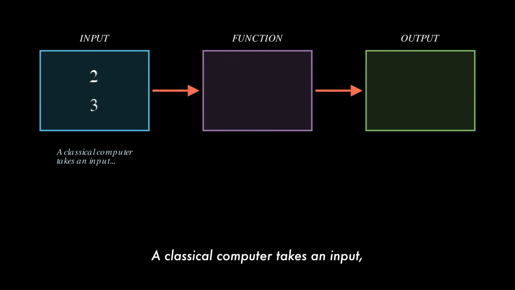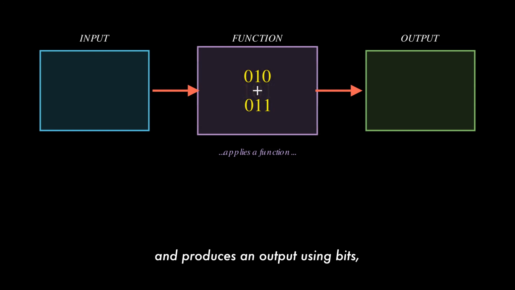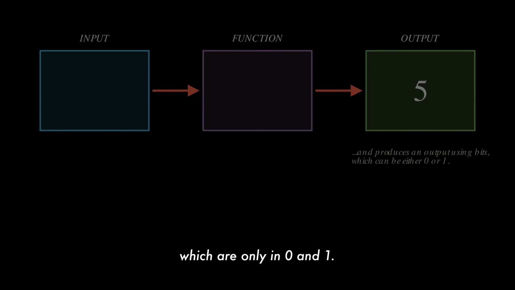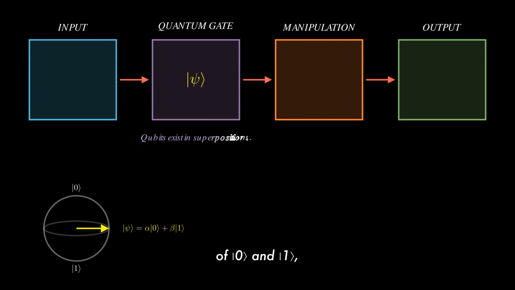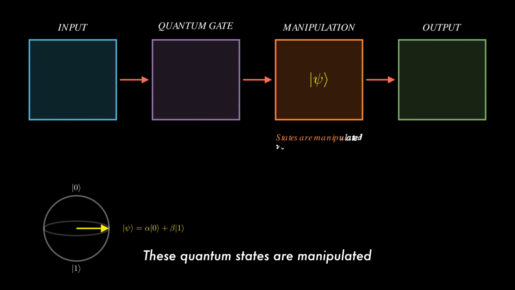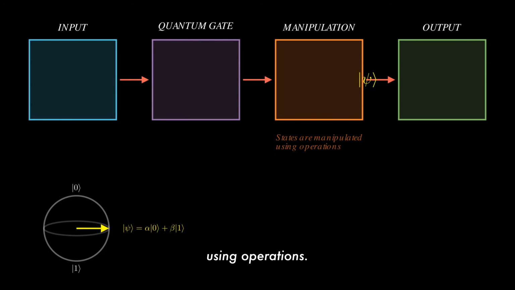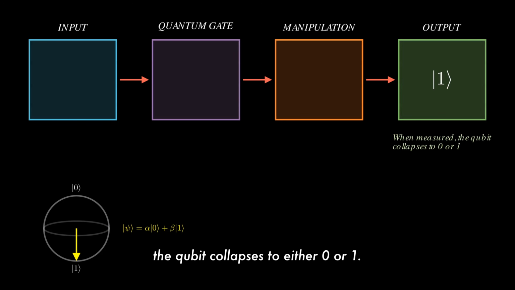A classical computer takes an input, applies a function, and produces an output using bits, which are only 0 and 1. A quantum computer uses qubits. They exist in superpositions of 0 and 1, described by the state psi. These quantum states are manipulated using operations. When measured, the qubit collapses to either a 0 or 1.